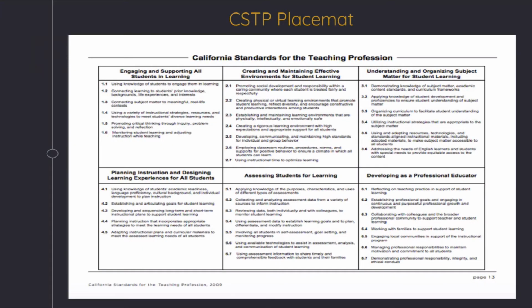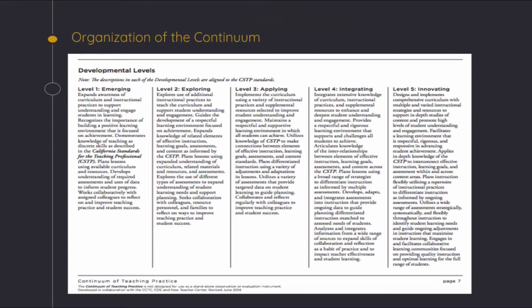The California Standards for the Teaching Profession are organized into 6 domains. Within each standard, elements identify key areas required to successfully address the standard. In order to successfully complete the self-assessment, teachers will need to be familiar with both the standards and the elements within each standard. For each element within the 6 CSTP standards, the continuum describes 5 levels of development. Each level, beginning with emerging, level 1, and moving across to innovating, level 5, describes what a teacher should know and be able to implement within their teaching practice.